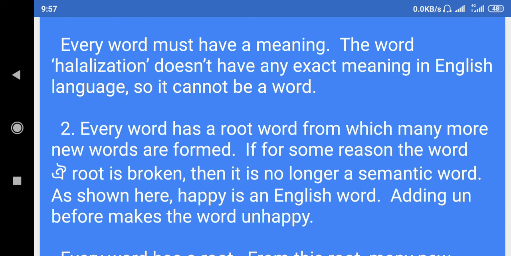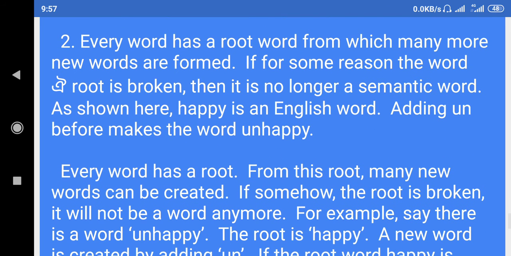2. Every word has a root word from which many more new words are formed. If for some reason the root is broken, then it is no longer a semantic word. As shown here, happy is an English word. Adding "un" before it makes the word unhappy. Every word has a root.